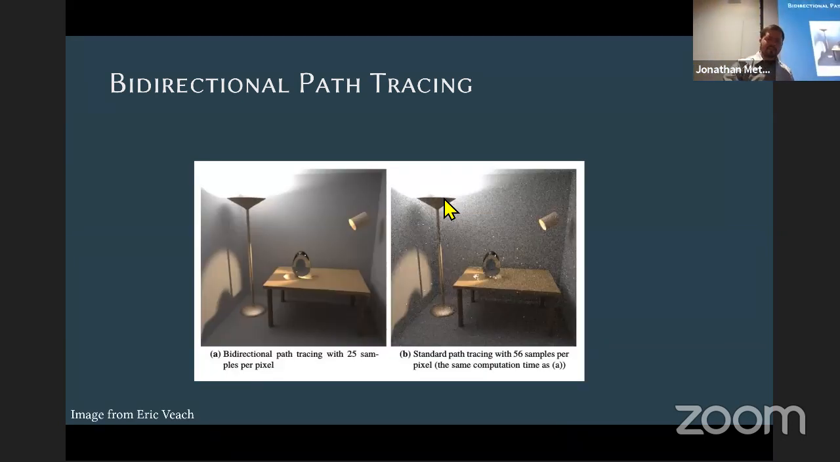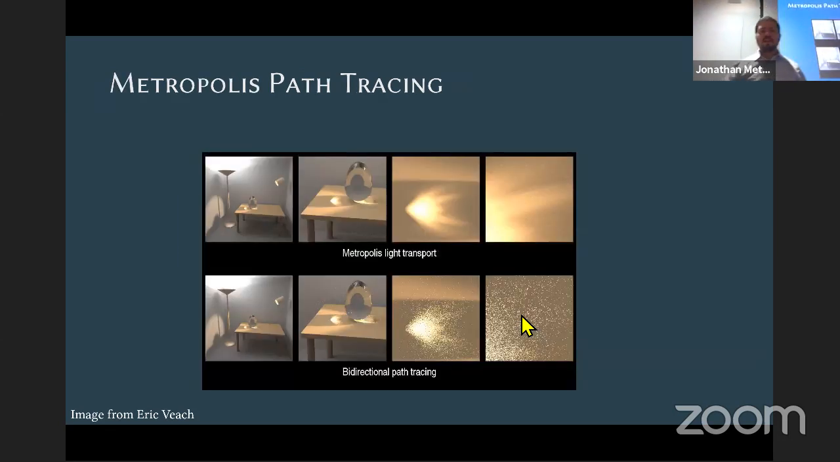So the proof's in the pudding. If we compare the same computation time, we can see that bidirectional path tracing immediately has way better results than pure path tracing. You get the same result if you let the path tracer work for longer, but for the time constraint, when you can at least guarantee the result is not any more biased than the other one, you might as well go with this other approach.